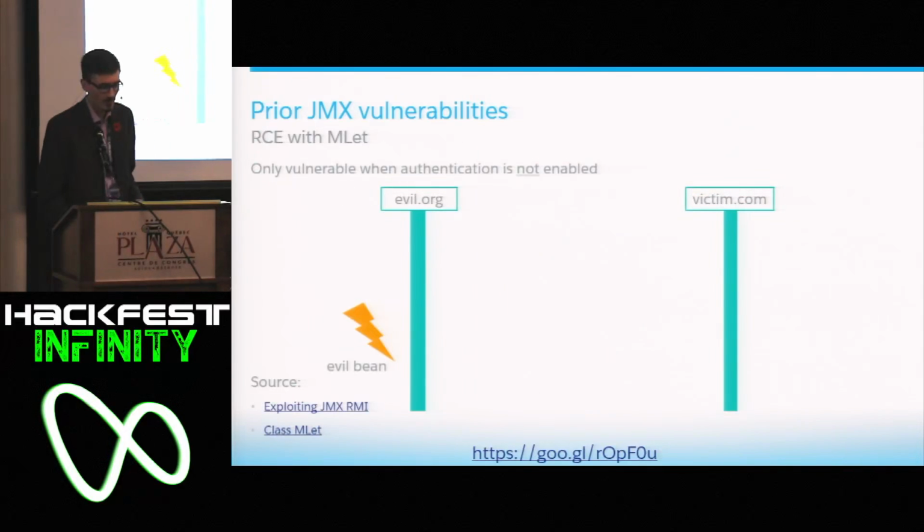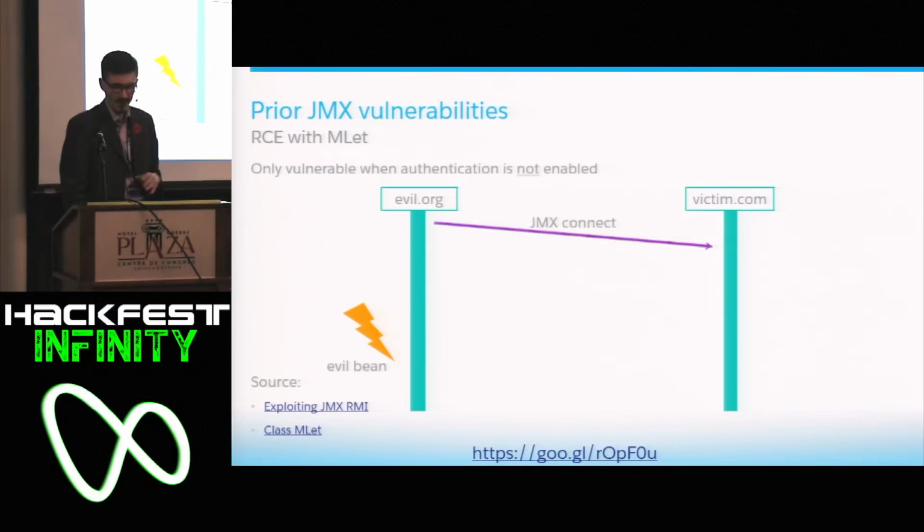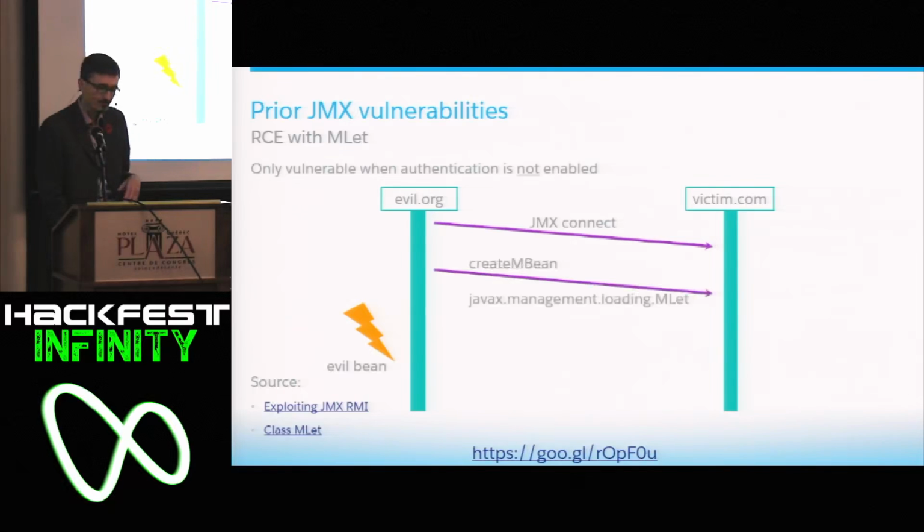Another very well-known vulnerability, and there is even a Metasploit module for that one, is the remote code execution with MLet. Again, it's only vulnerable if authentication is not enabled, or if you can guess the password, or if you can brute force the password, obviously, right? So we are victim.com that has a JMX listener open to the internet, and our attacker on evil.org is able to connect. That's the precondition.